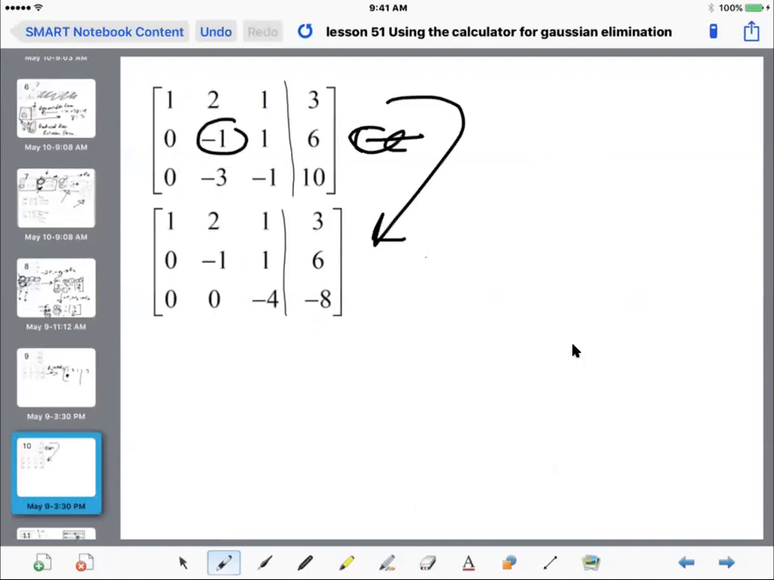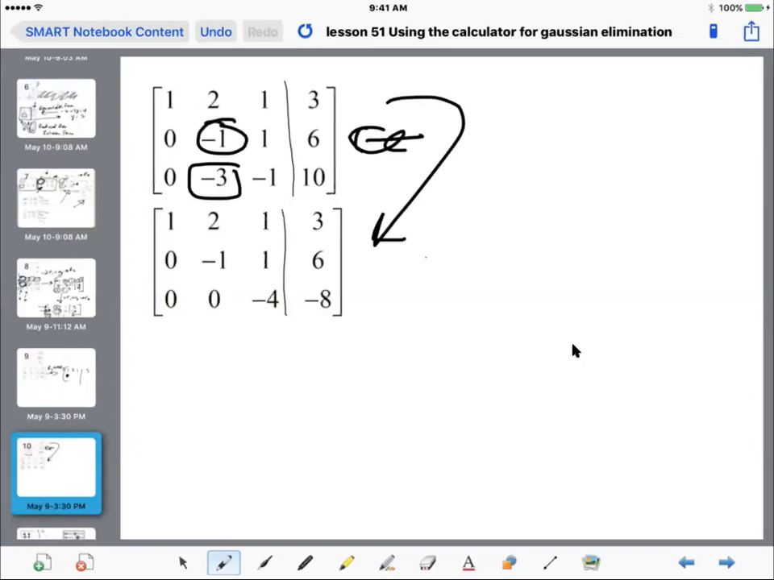Now I have a -1 there. I could leave it as a -1. I don't need to turn that to a 1 because it's just as easy to make this into a 0 if there's a -1 than if there's a +1. Okay, so what row operation occurred there? Well, if it was a positive, yeah, you're right about that.